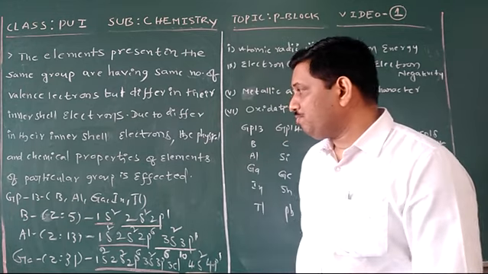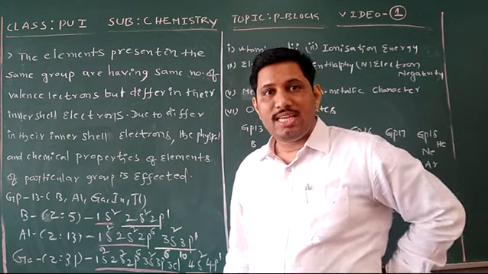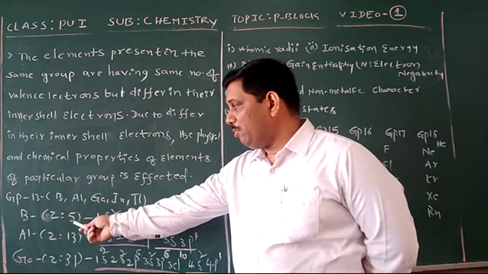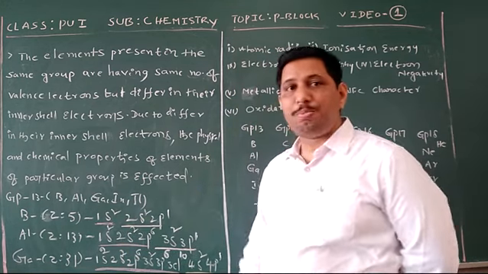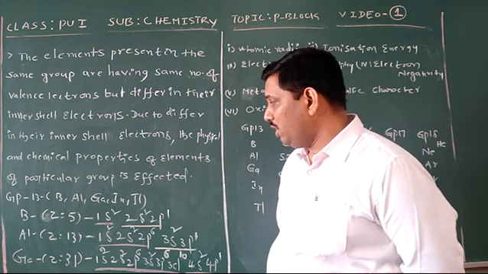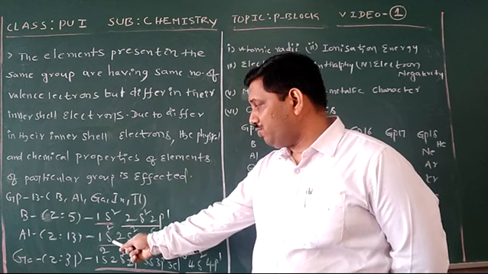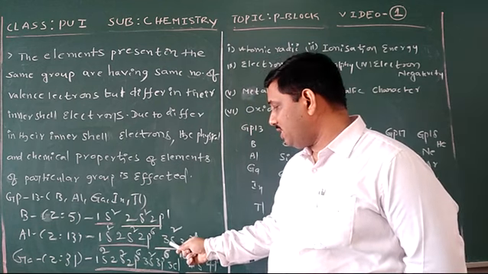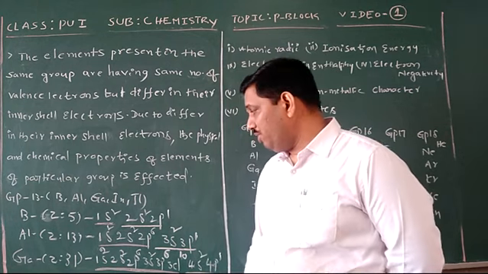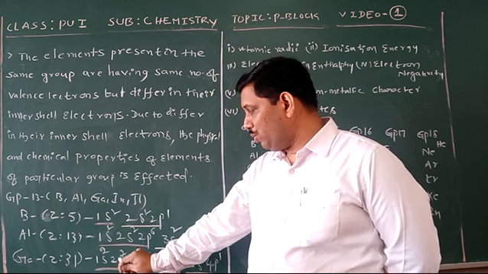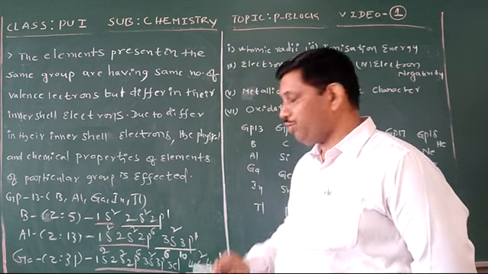For example, student, group 13 elements: boron, aluminium, gallium, indium, thallium. Boron atomic number is 5. The electronic configuration is 1s2, 2s2, 2p1. Similarly, aluminium, Z equal to 13. The electronic configuration is 1s2, 2s2, 2p6, 3s2, 3p1. Gallium, Z equal to 31. The electronic configuration is 1s2, 2s2, 2p6, 3s2, 3p6, 3d10, 4s2, 4p1.